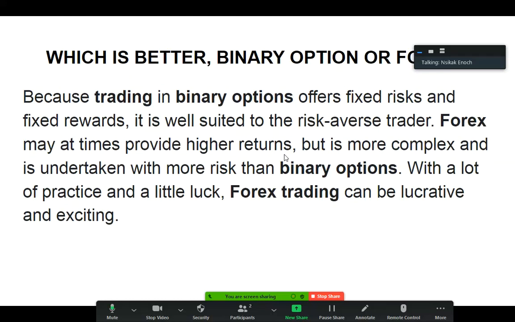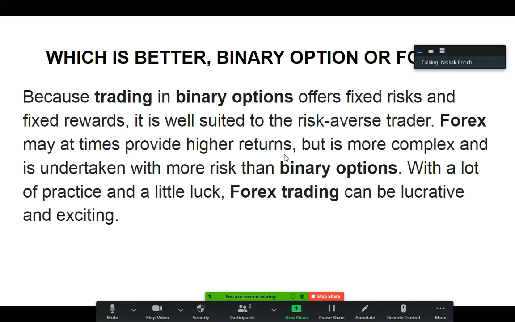Which is better, binary option or forex? Because trading in binary options often has fixed risk and fixed reward, it is well suited to risk-averse traders. Forex may at times provide higher returns, but it is more complex and undertaking, with more risk than binary options. With a lot of practice and a little luck, forex trading can be lucrative and exciting.